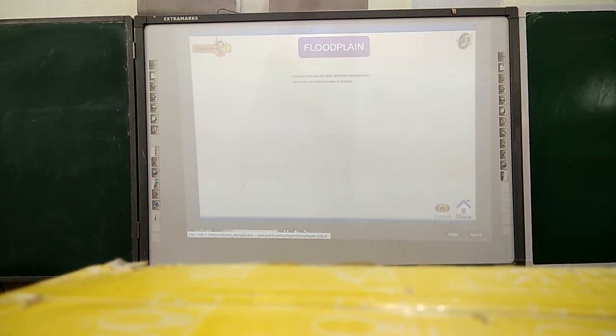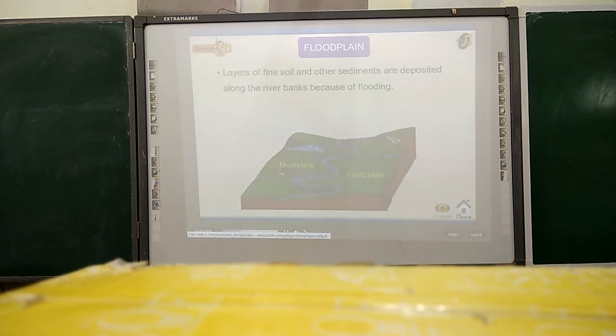Floodplain. Layers of fine soil and other sediments are deposited along the riverbanks because of flooding. This leads to the formation of floodplains. Floodplains are very fertile, for example, the Indo-Gangetic floodplain.